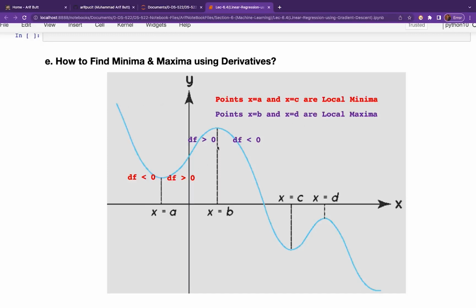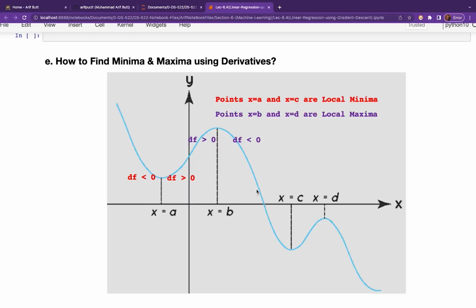Okay, consider this blue curve that shows the visual representation of a hypothetical function. Now the question is, how can we identify the extrema points in this function? Well, in case of a one-dimensional function like this, we can visually see those points easily. However, in case of a multi-dimensional function, it becomes quite difficult to visualize. Well, anyway, the derivatives and gradient come to our rescue.